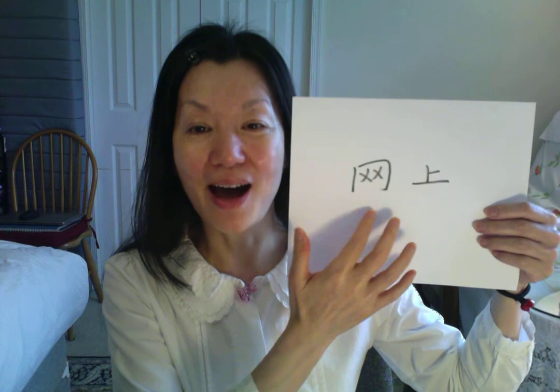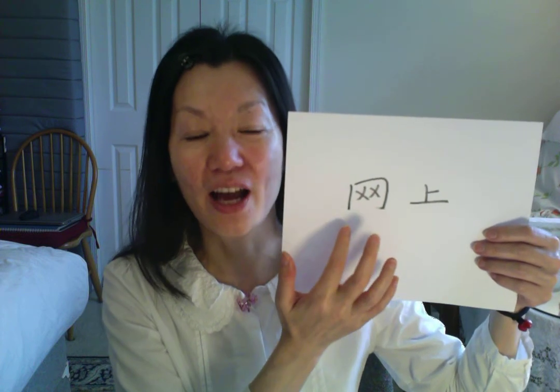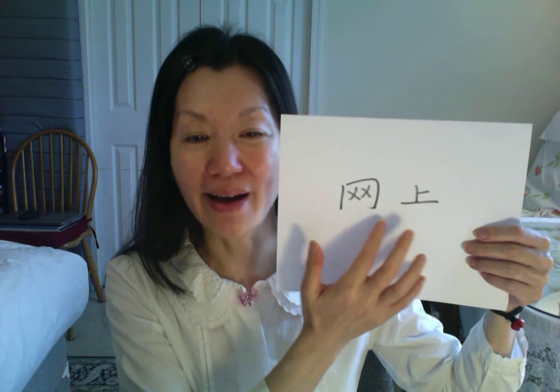On the internet. Yes, we are on the internet. On the internet, in Chinese, we say what? 网上, internet. 上, on the internet. 网上, on the internet. Okay, we check the pinyin here, right? 网上, on the internet.